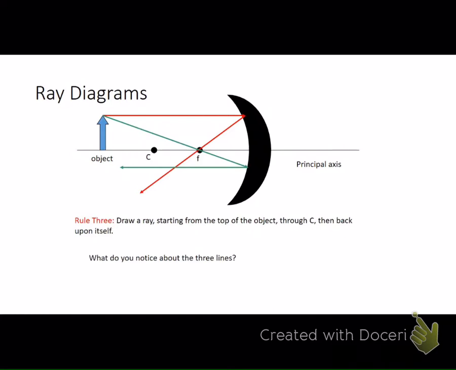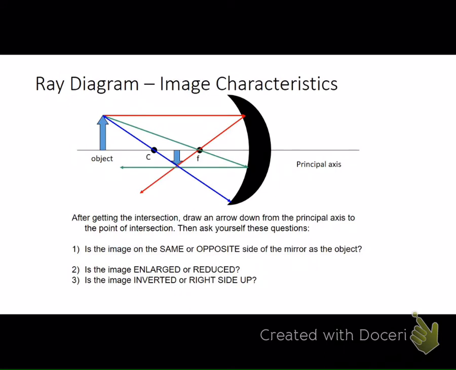But there are additional rules to make this a little more accurate. For rule 3, we could draw a ray starting from the top of the object through C and then back upon itself. So let's see what that looks like when we draw it out. So through C and then back to itself. Notice that it's just a little different, but it gives us just a touch more accuracy if we were to do that. So where those 3 lines intersect, or just 2 if you only do the first 2, that is going to be the location of your image.